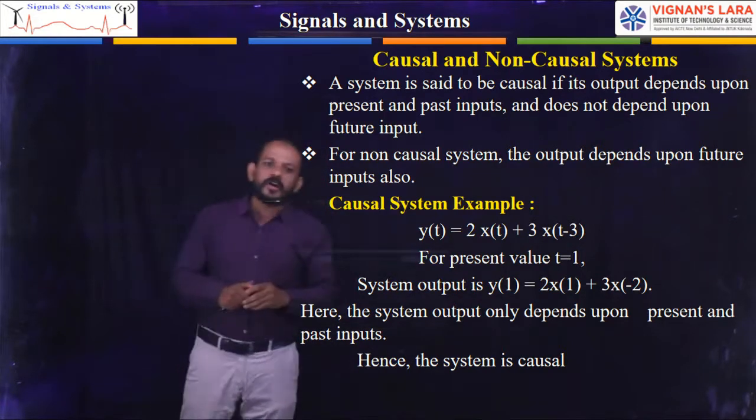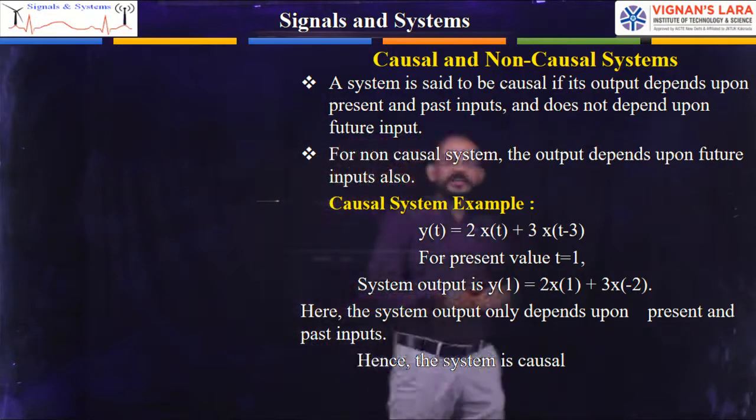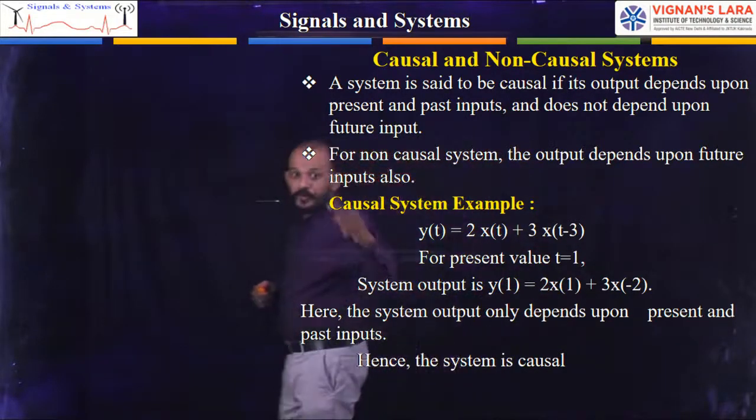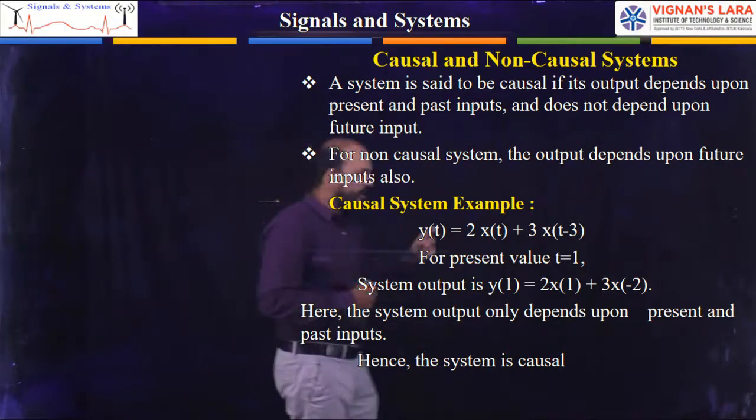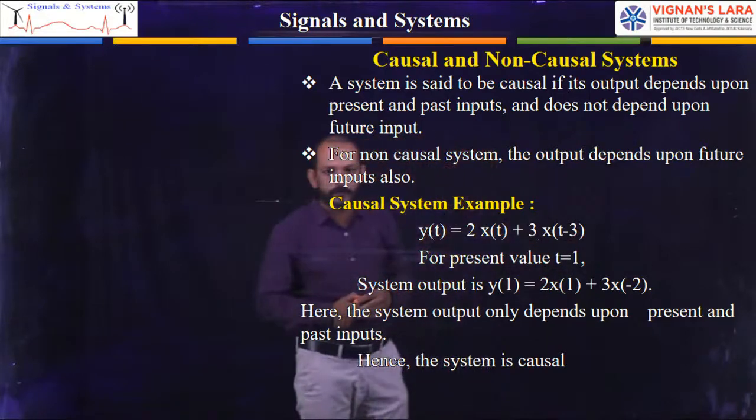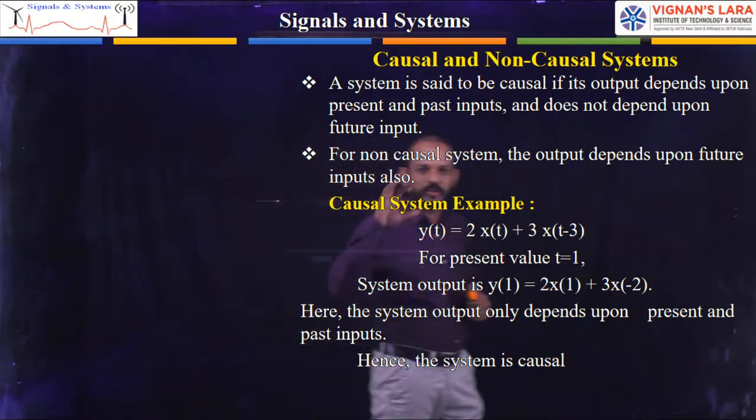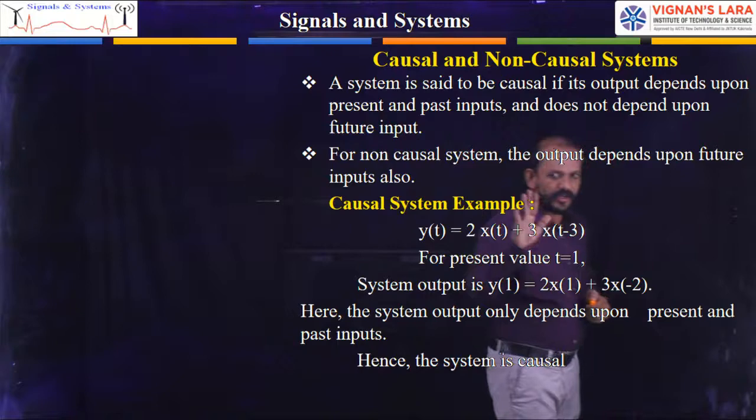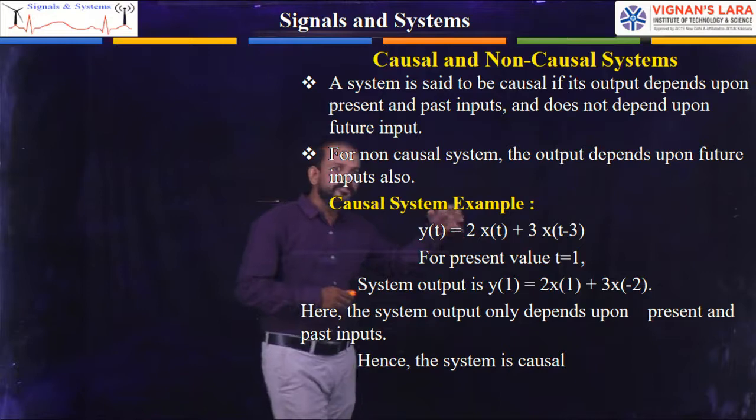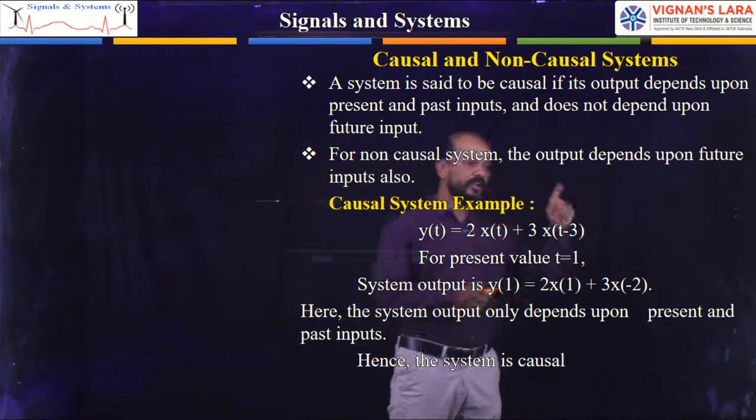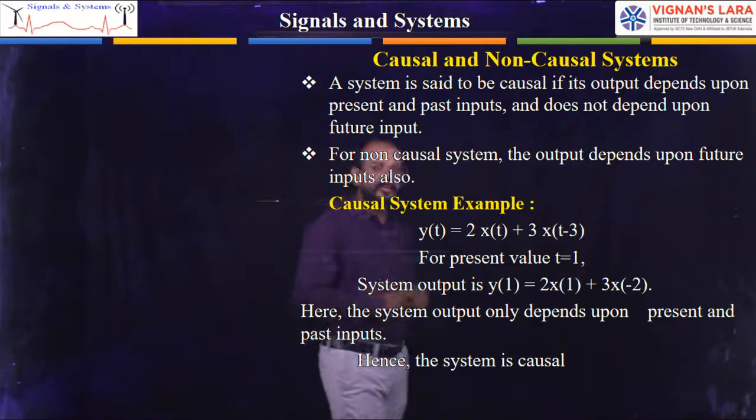Now what about non-causal? Simple. A system is said to be non-causal if the output depends upon the future inputs. Whenever there is a future input in the system output, then we can say that system is a non-causal system. Whenever the output depends on the future input values, I can say that system is a non-causal system.